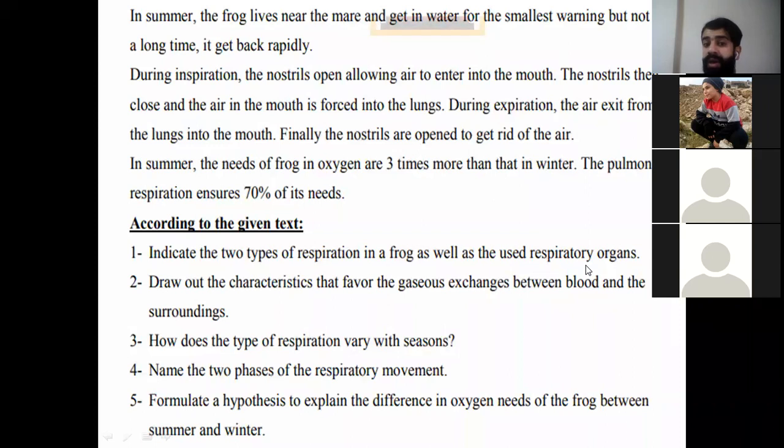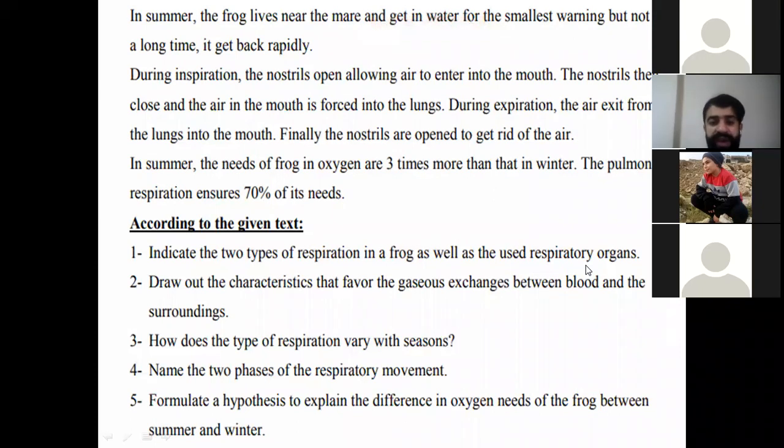In summer, the needs of the frog in oxygen are 3 times more than in winter. So pulmonary respiration gives about 70%, out of a total of 100%. So 70% is by the pulmonary. According to the given text, sometimes we're going to say pick out from the text. Indicate the 2 types of respiration in the frog, as well as the respiratory organs.